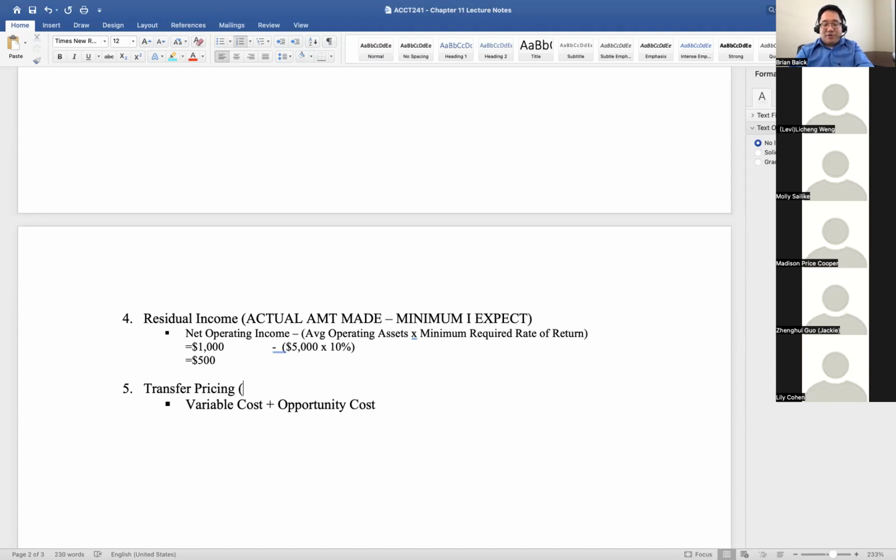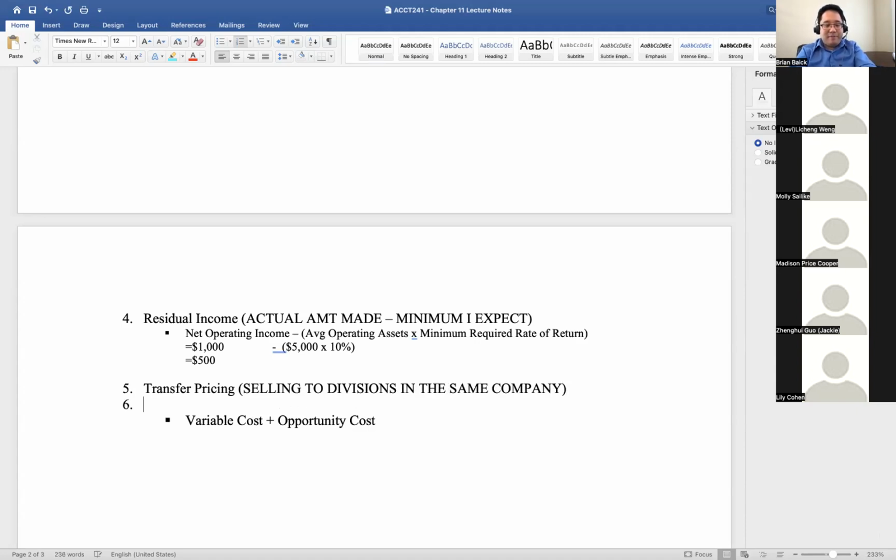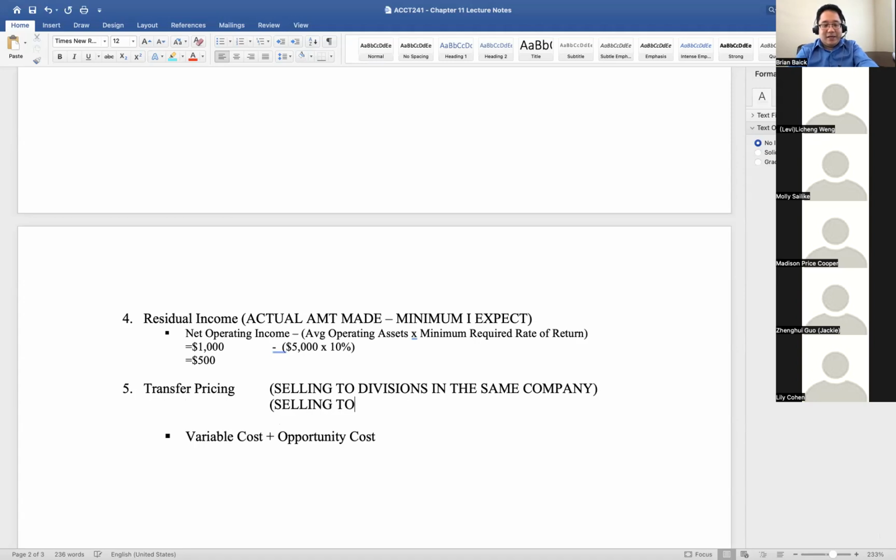The last thing in this chapter is transfer pricing. That means selling to divisions in the same company, okay? Or I have a better analogy for you. Transfer pricing is about selling to people in your own family, okay? Let me explain what that means.